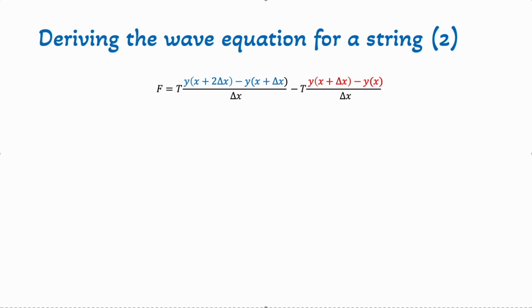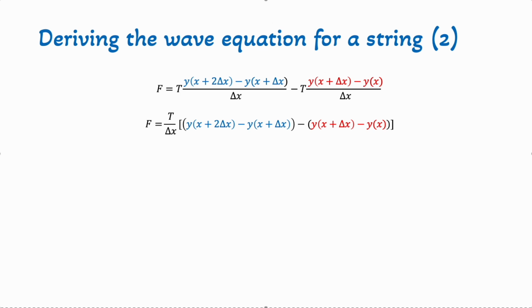First, I'm going to take out a factor of T over delta x, just to tidy things up a little bit. Okay, now I want to look at what I've got in the brackets there. So I've got y of x plus 2 delta x minus y of x plus delta x. In other words, that's the change in y, so delta y, with one step delta x. So when I make one step delta x, it's how much change in y I have.